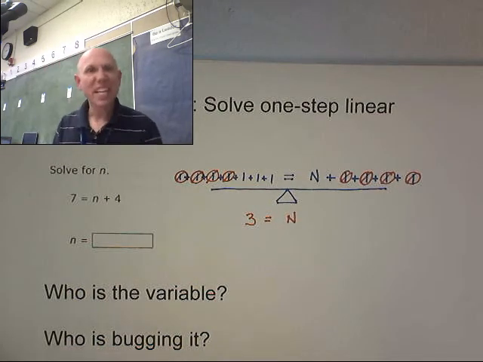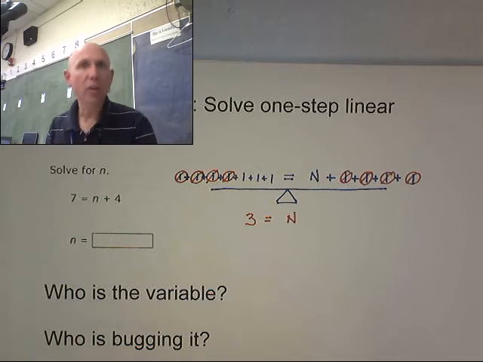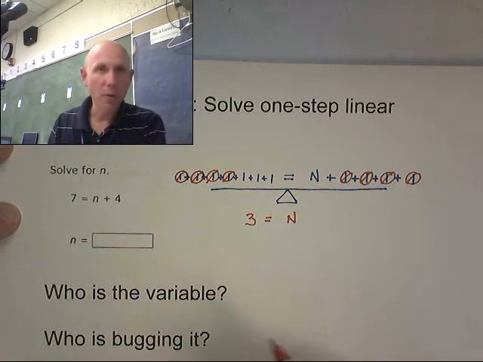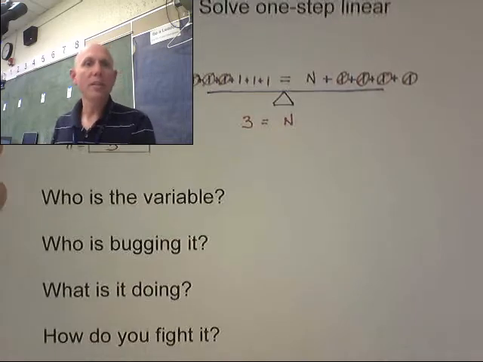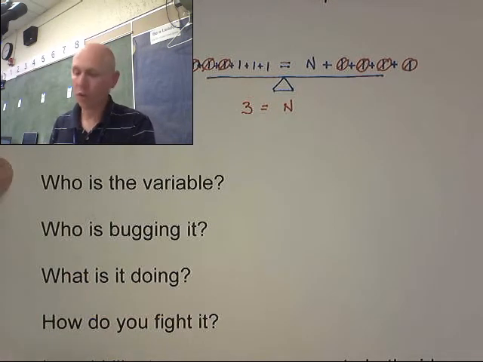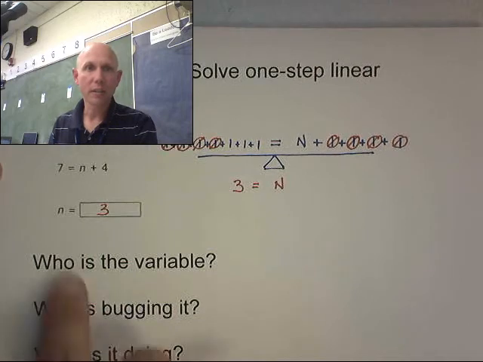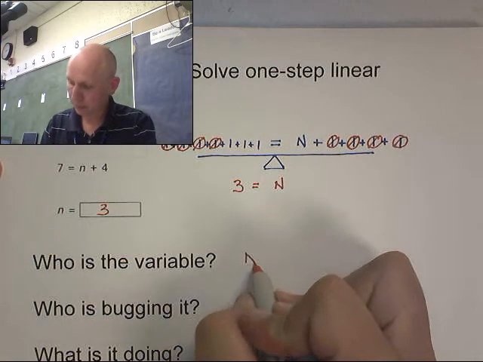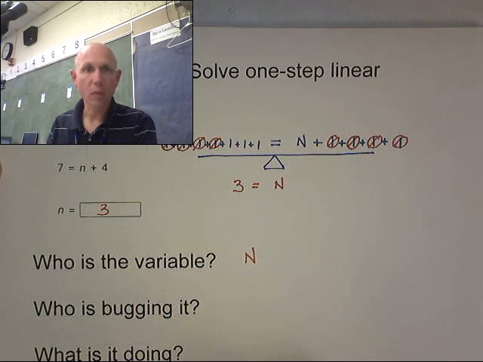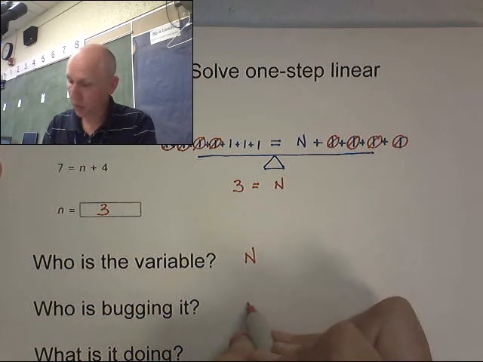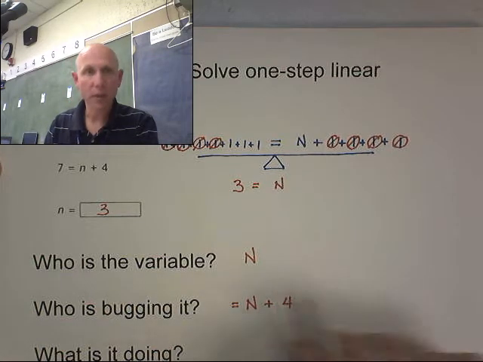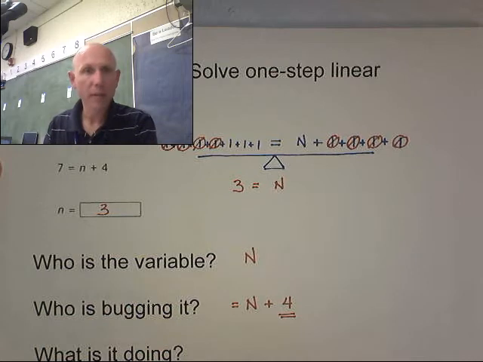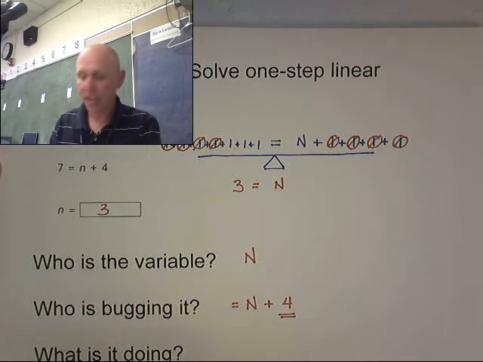The goal is to get this down where I have the variable equals a single number. That's the idea of the equation. Now, there are a couple of quick ways we can do this without these teeter-totters. This was n equals 3. Here's what we need to know. Who is the variable in the equation? In the one we just did, the variable is n. Who is bugging it? In this equation, it's n plus 4. This 4 is trying to do something to that n.